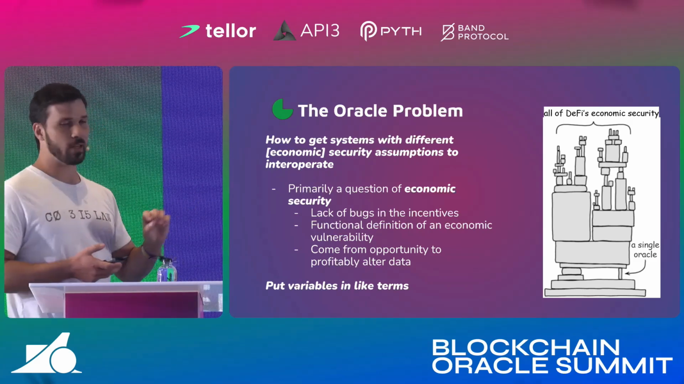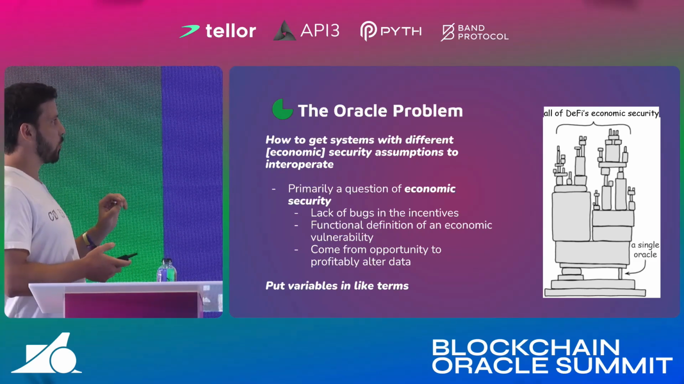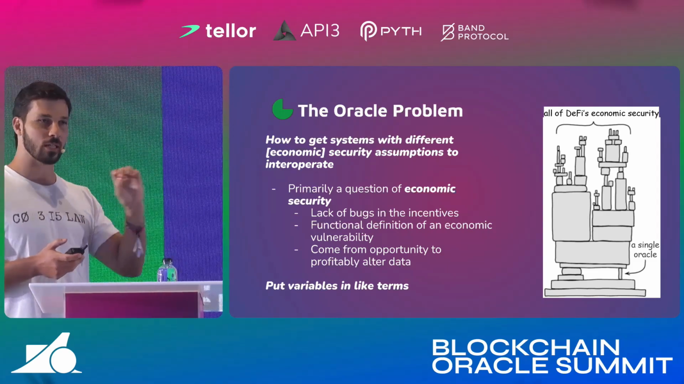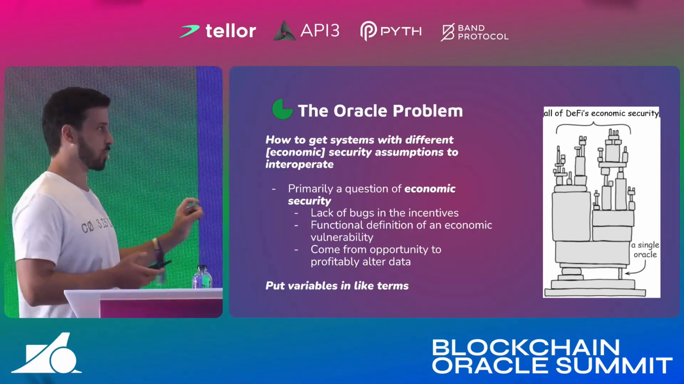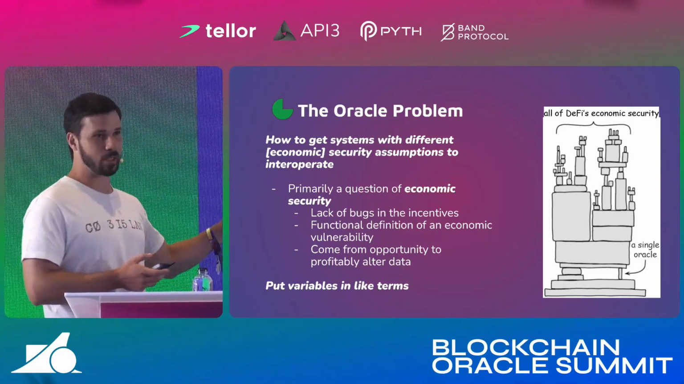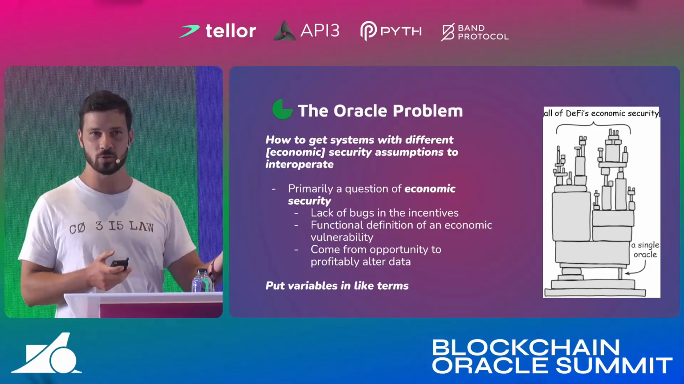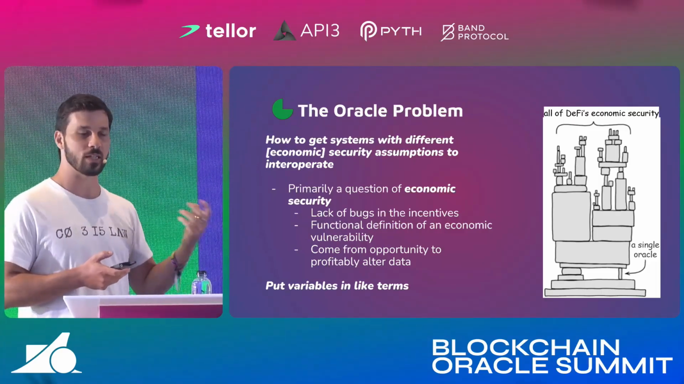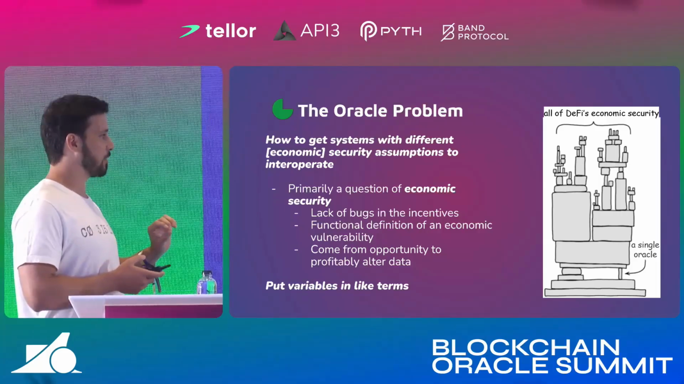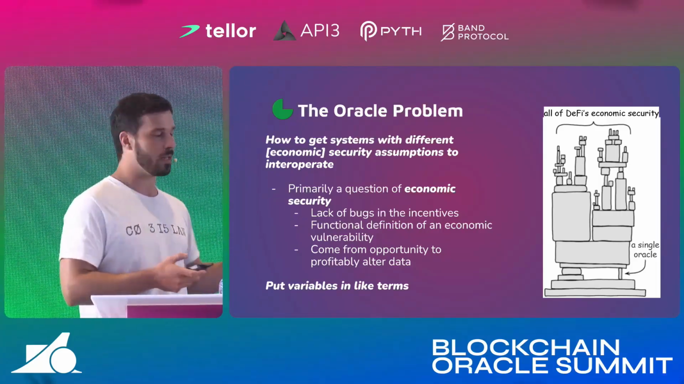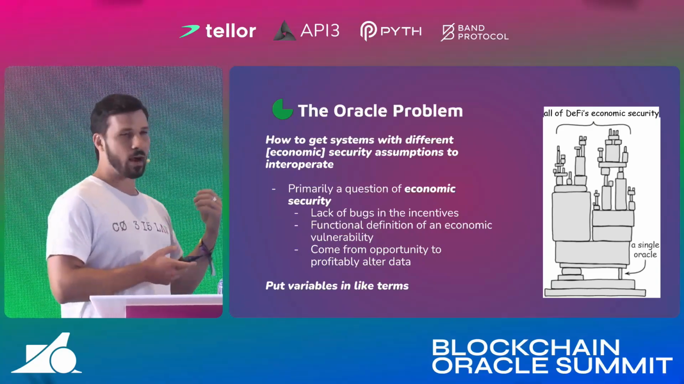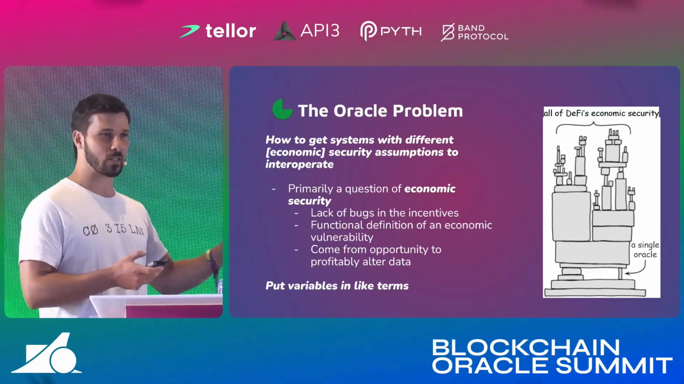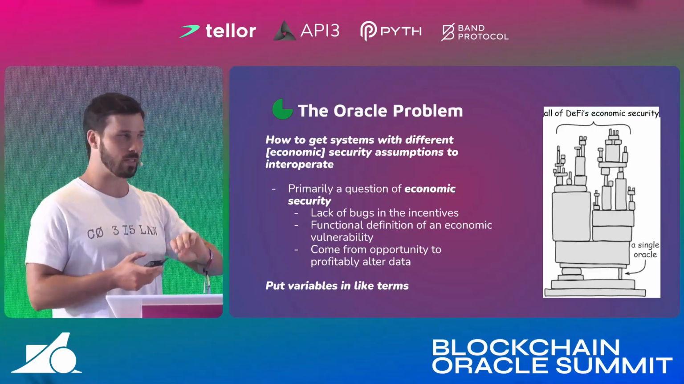And I want to reframe that a little bit and talk about the ways that we try to get data to interoperate between systems with fundamentally different security, namely economic security assumptions. Talking about economic security, technical security is a lack of bugs in the code. Economic security you can think of as a lack of bugs in the incentives. So the functional definition of an economic vulnerability is something like: no matter how you code and develop the application, it's still going to blow up because there are fundamental misalignments in the design phase rather than the implementation.